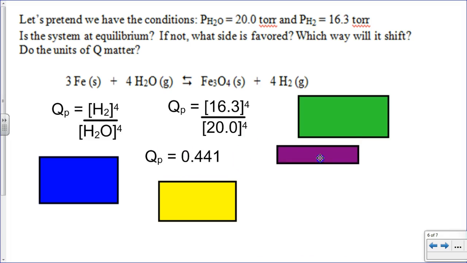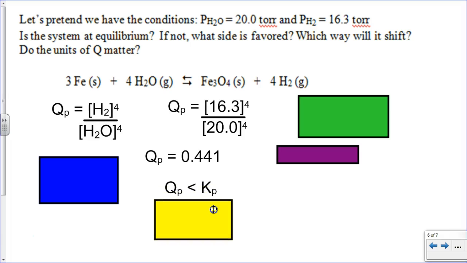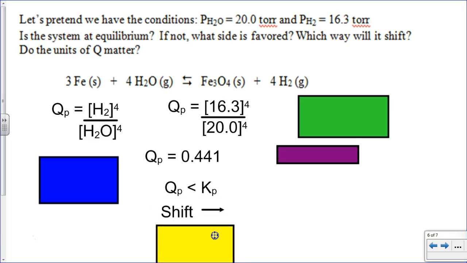You should get a Q of 0.441. All right, if you remember back from the previous chunk of this problem, our K value was larger than that. So if Q is smaller than K, we have to shift towards the products, or we're going to shift to the right. The very last chunk of this is asking if the units of Q matter.